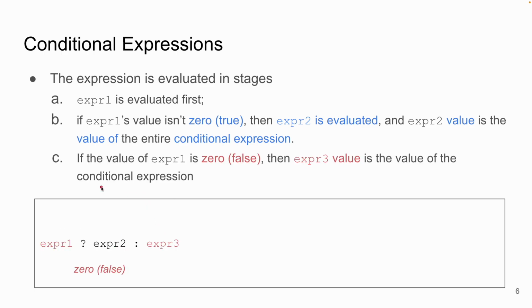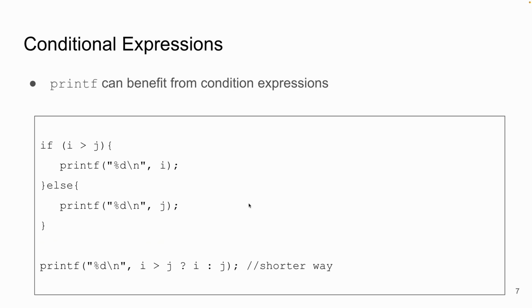In the second situation, if expression 1's value is 0, that is, expression 1 returns false, then expression 3 instead of expression 2 will be evaluated, and the value of expression 3 will be the value of the entire conditional expression. So that is basically how this conditional expression is executed. Let's check out some examples here.